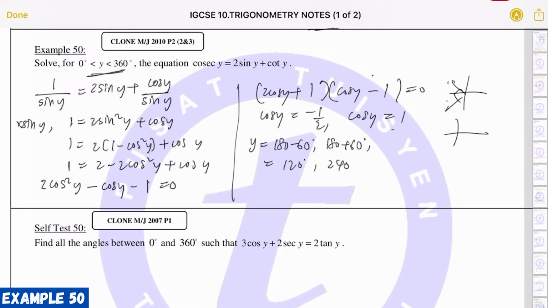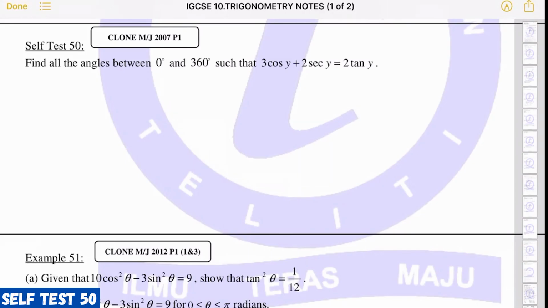As for cos y equals +1, use a graph. It is between 0 and 360. But take note, can you see it's non-inclusive? Pay attention to this, non-inclusive. It does not include 1 or -1. So we cannot take any answer. Yeah, there's no answer for this. Yeah, no solution for here, because if you put 0 and 360, they are both out of bound, right? So only a pair of answers, 120 and 240. Okay. Okay, self-test 50. All right.